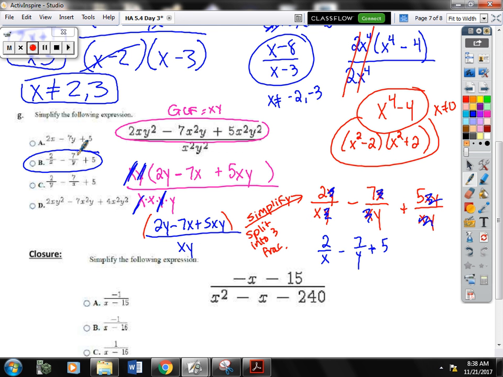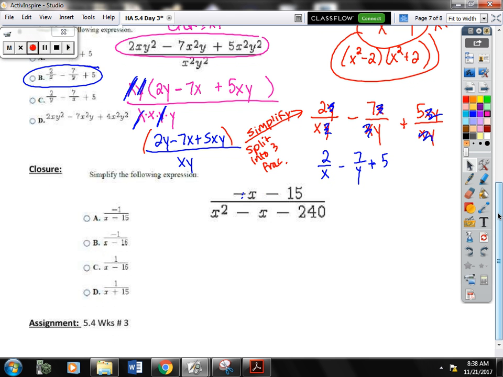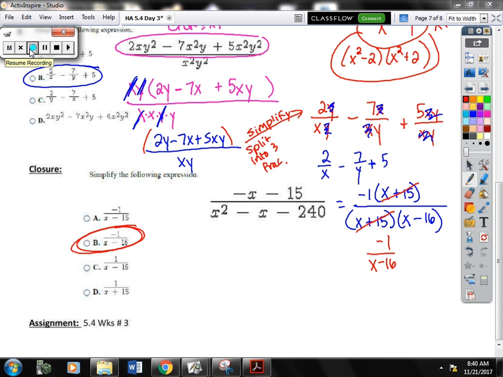Okay, see if you guys can try the closure real quick. Remember, anytime you see a negative in the front of an x or an x squared, you always want to factor out a -1 first and see if you can answer that while I'm passing out your homework. Again, make sure on the back of your homework that you do show work, not just circling the answer.